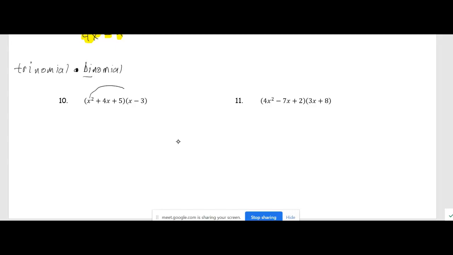You're going to take this x squared, the first term in the trinomial, that needs to be distributed to each term in the second one. So you'll do x squared times x. So x squared times x should now give us an x cubed. And then the x squared has to get multiplied by the -3, which is a -3x squared.